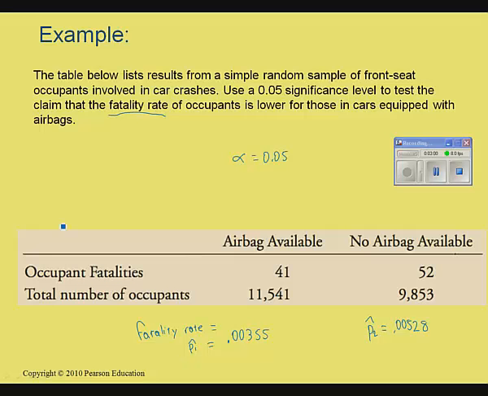What's the claim? Almost. Claim is that P1 is less than P2. See that? P1 is less than P2. That's the claim. It could be H1, right? Because what would the null hypothesis H0 be? P1 is equal to P2. So yeah, you could make this H1 if you want.